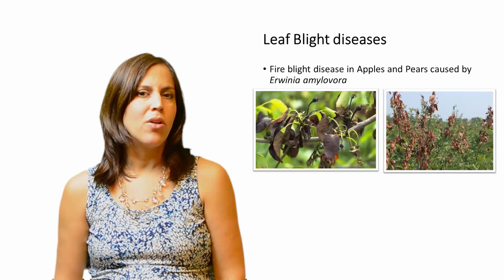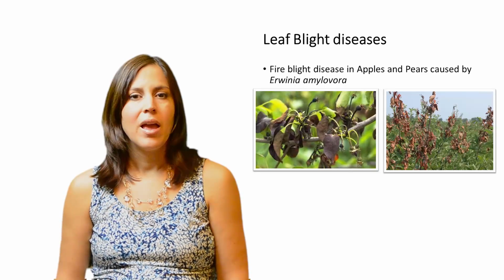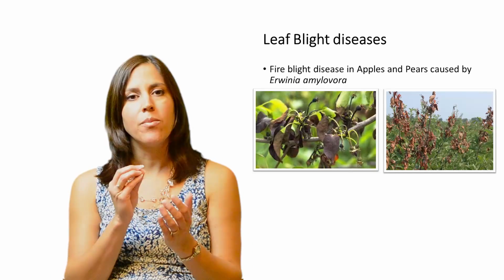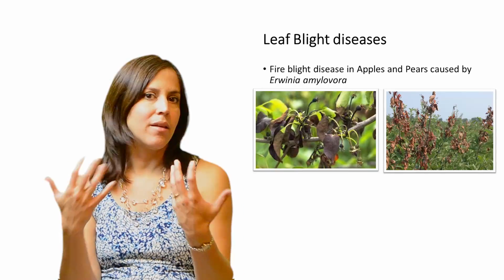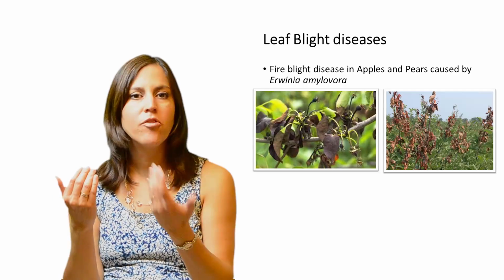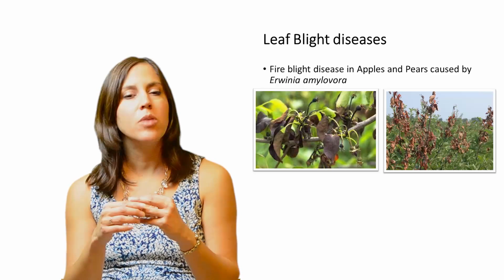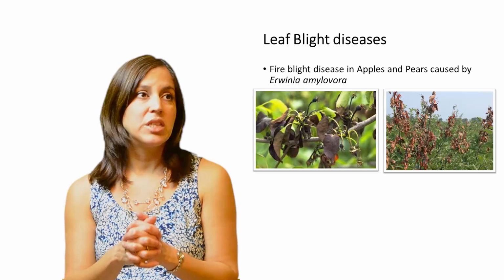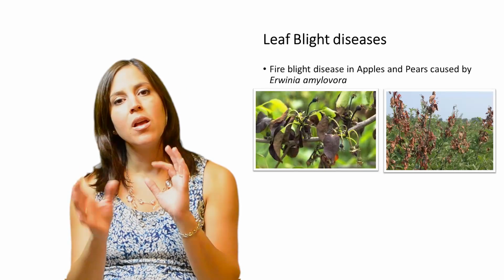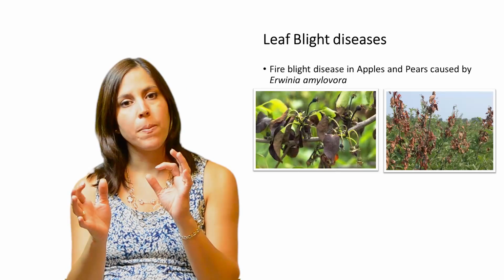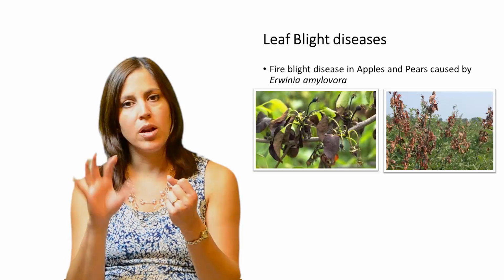Another classic example of necrotic foliar diseases is leaf blight diseases. One of the most important classic diseases that causes leaf blight is caused by the bacterium Erwinia amylovora, which causes fire blight disease in apples and pears. In the slides, there are two different pictures. One is a close-up, and the other one is a little bit farther away.